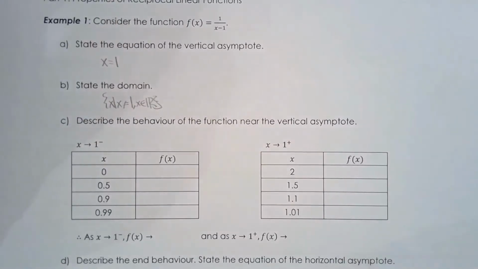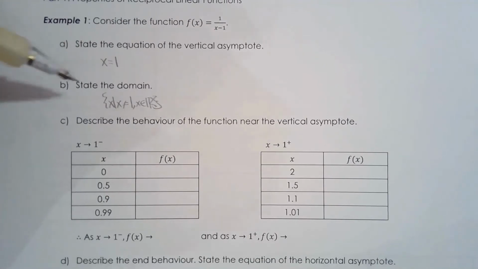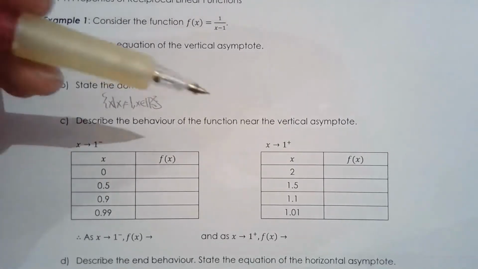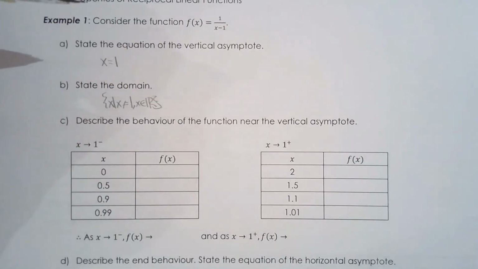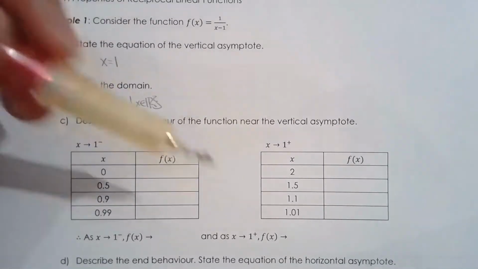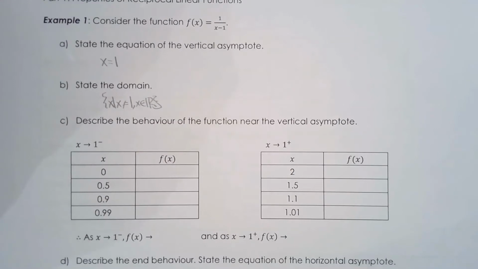Now one thing you should know about vertical asymptotes is that you can approach these asymptotes from the left-hand side and from the right-hand side. When you approach a vertical asymptote from the left or from the right, one of two things can happen. It can either shoot up towards positive infinity, or it can shoot down to negative infinity.